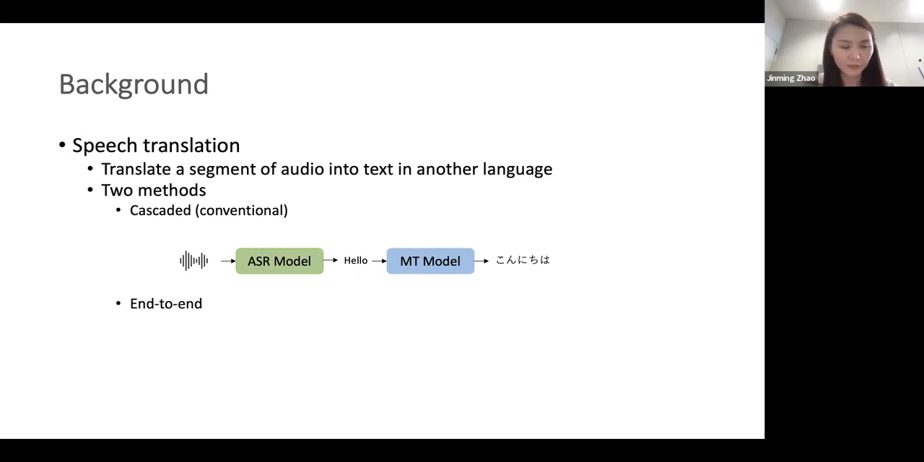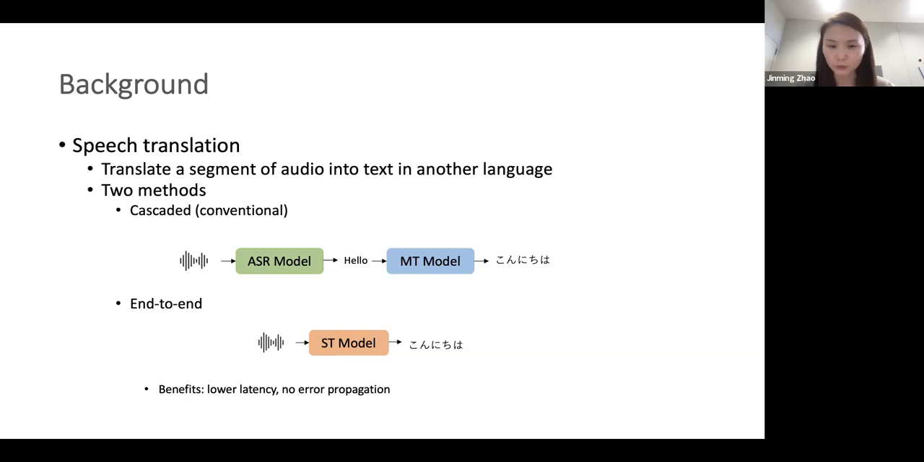So more recently, the end-to-end approach has become more popular, where practitioners use a single model to translate speech to text in one step. ST stands for speech translation. These models avoid the problem of error propagation and have low latency. The major drawback, however, is that training these models requires large-scale parallel data, which is not available for most language pairs.